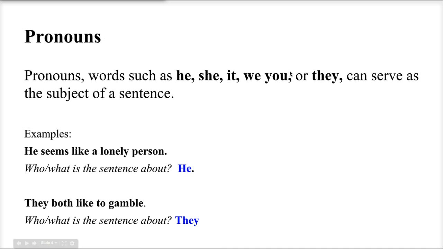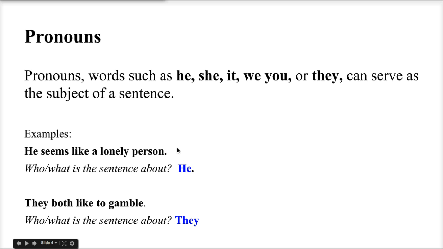The next thing that we need to review is a few extra rules that are included in this chapter in your textbook. One of them is here, and this is regarding pronouns. This is just to tell you that words such as he, she, it, we, you, or they can serve as the subject of a sentence. So just because they aren't a noun by themselves, they're a pronoun, they're in place of a noun, they also can be the subject of a sentence, as you'll see in these examples below.